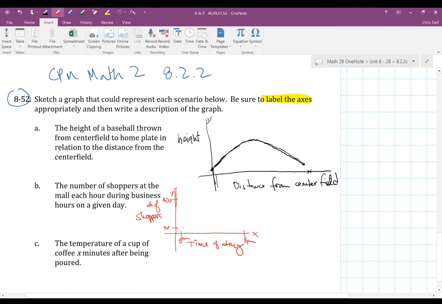So in the morning, right out the get go, we probably won't have that many. So I might put a point there. And then as the day goes, there would be more and more shoppers. Now the thing is I'm not going to draw a line per se because we're talking about each hour. So it's not what's going on in between, but it's at each hour. So there's 8, 9, 10, 11, 12 o'clock. So this is noon, right? And then 1, 2, 3, 4, 5, 6, 7, then 8 o'clock.